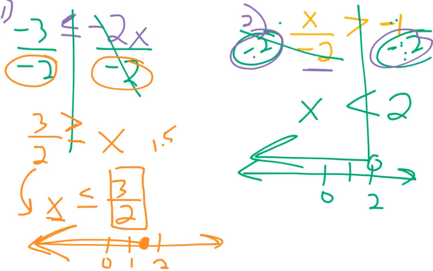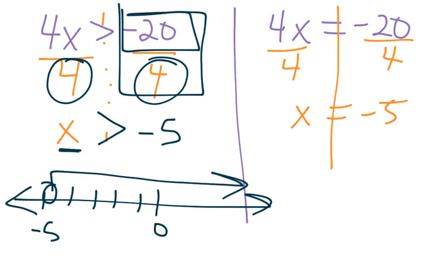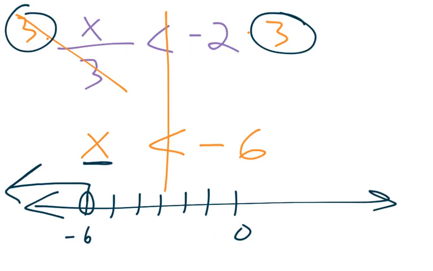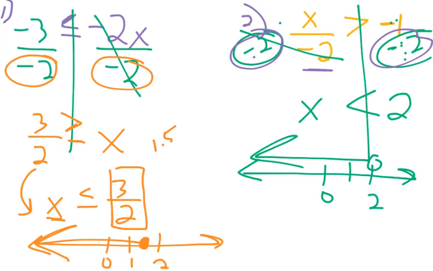If we go back to a problem at the beginning, like these problems right here, if we divide or multiply by a positive number, you do not flip the inequality sign. Okay? Again, you only flip the inequality sign from left to right when you're multiplying or dividing by a negative number.